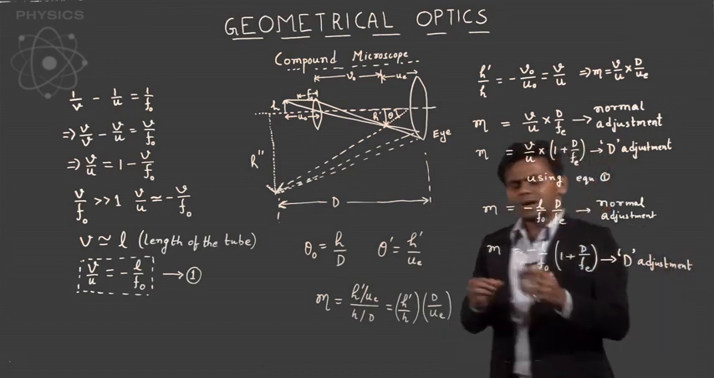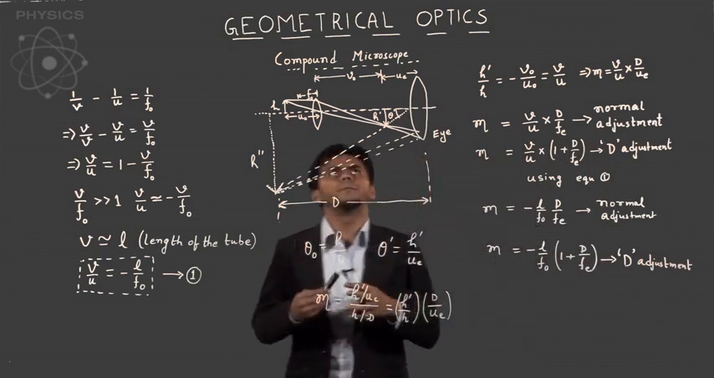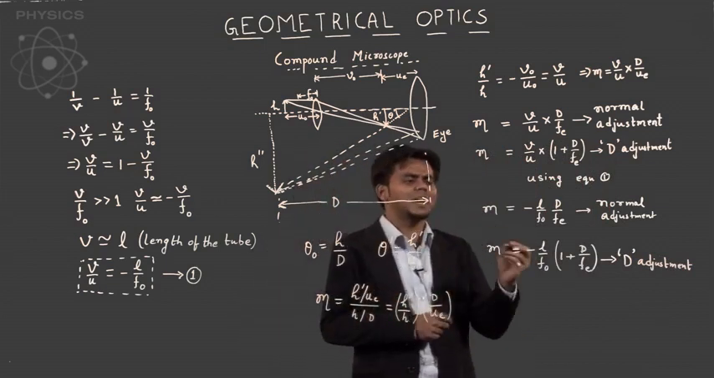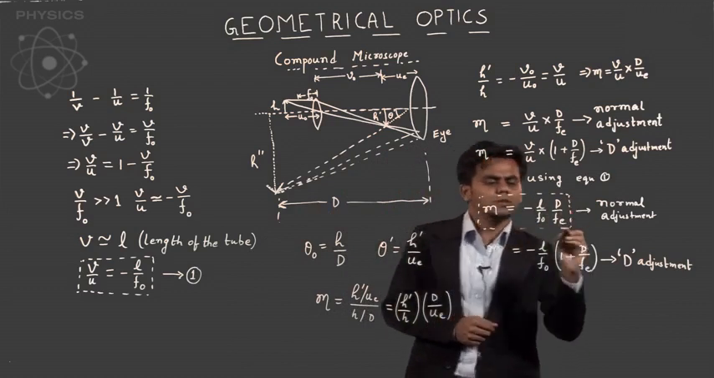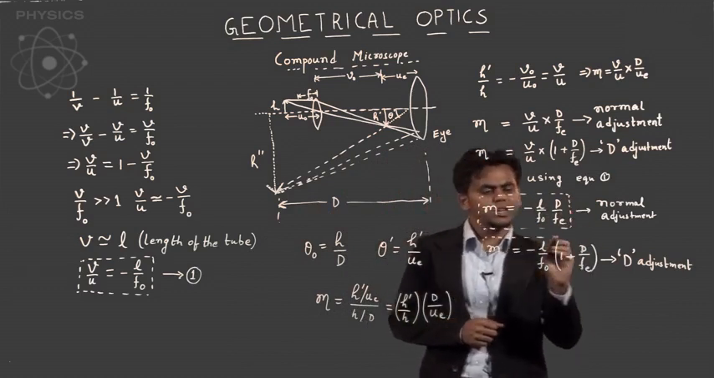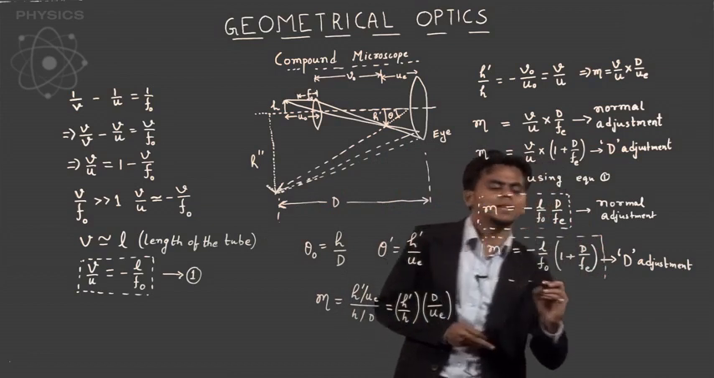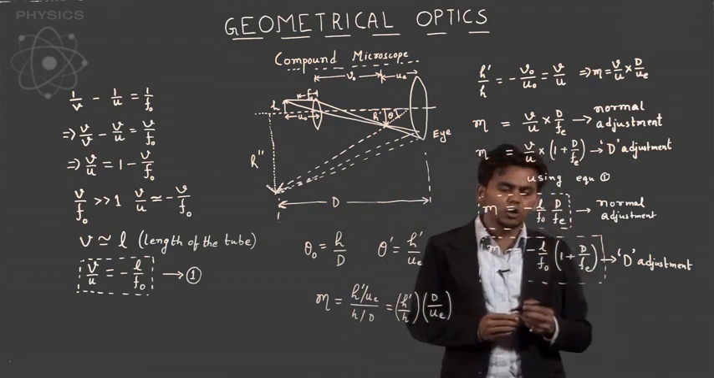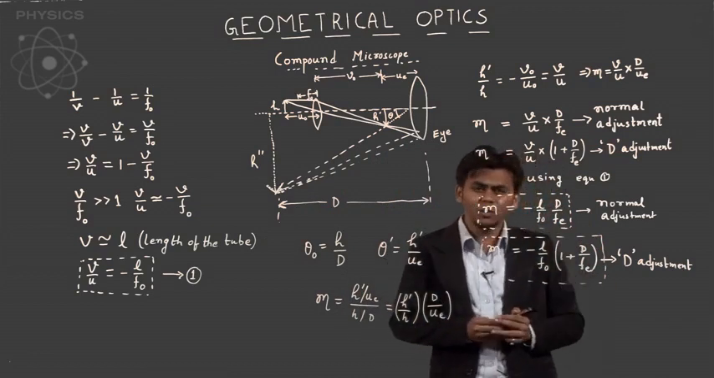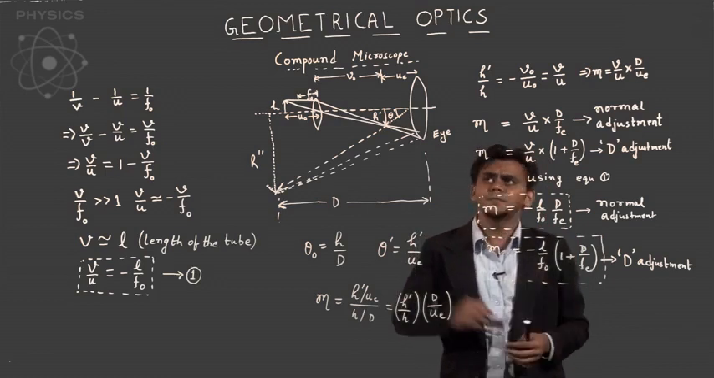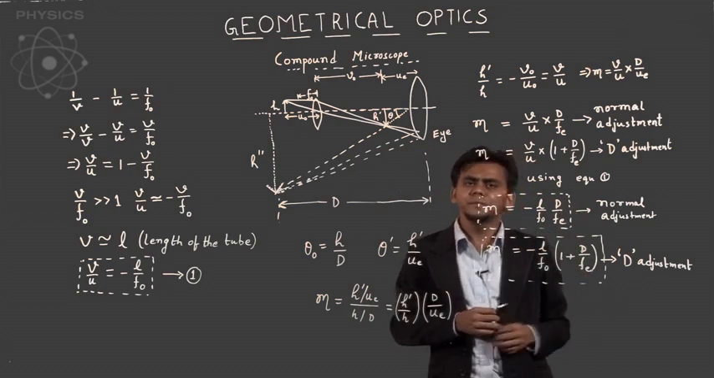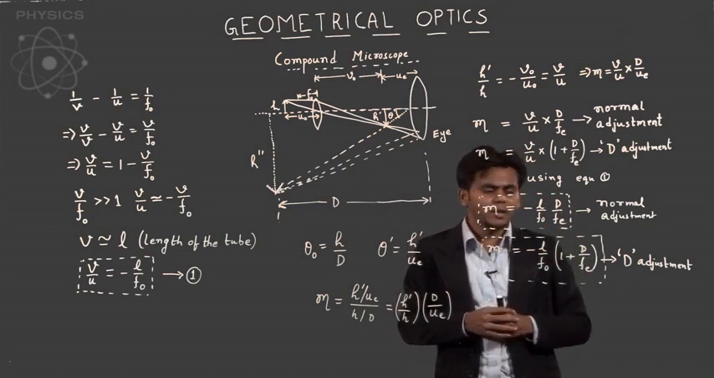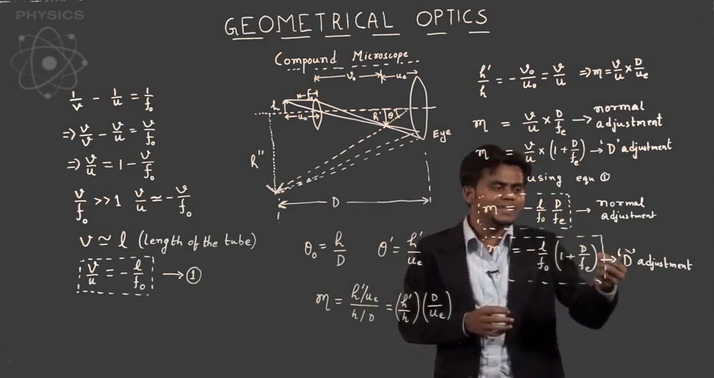Now this kind of sums up the magnification of the compound microscope. So what exactly is happening is, it is produced in 2 steps. First is the magnification done by the objective, that is minus L by F naught in both the situations, and the second one is the magnification produced by the eyepiece, which is acting as a simple microscope. So D by Fe for normal adjustment and 1 plus D by Fe for the D adjustment.